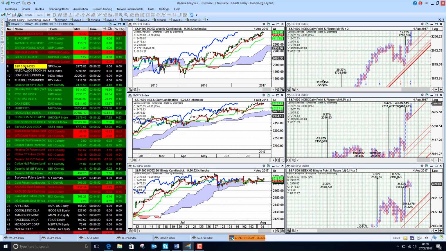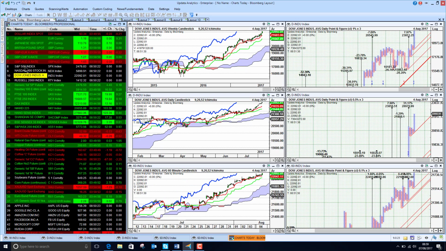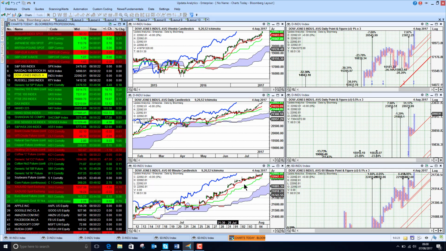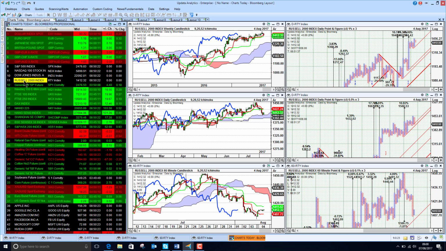Looking at the S&P 500 index, it's fairly flat on Friday in the end. The Nasdaq also fairly flat, but where the real action was in the Dow. Dow just marching up the hill here, bullish in all three time frames, closing above this 22,000 level, so really looking very, very strong. Russell 2000 index also has been looking good in the medium and long term, but short term it has sold off.